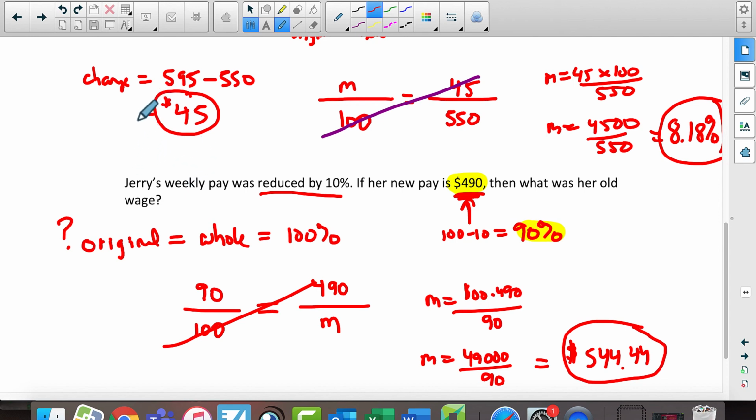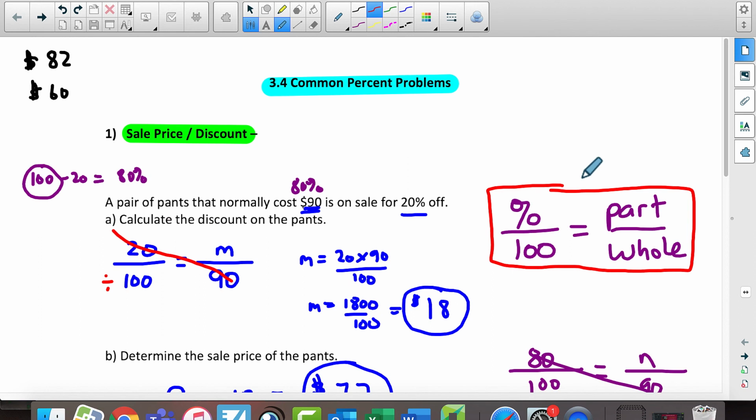All right, that's it, everyone. Some common percent problems. You can see we can solve them all using that same old proportion that we were talking about before. This one right here. So use it wisely and let me know if you need any help.